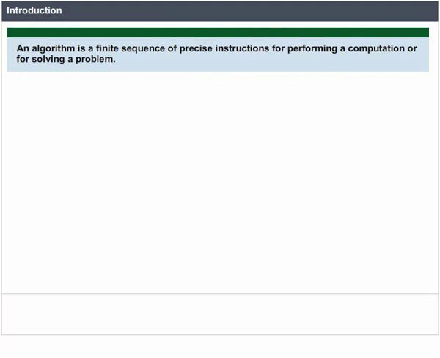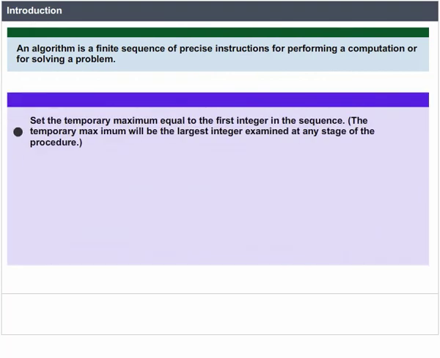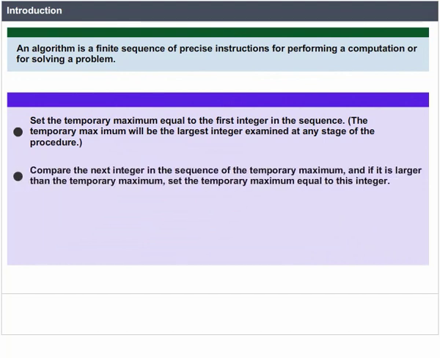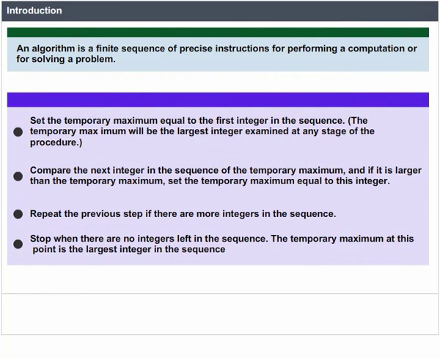Set the temporary maximum equal to the first integer in the sequence. The temporary maximum will be the largest integer examined at any stage of the procedure. Compare the next integer in the sequence to the temporary maximum, and if it is larger than the temporary maximum, set the temporary maximum equal to this integer. Repeat the previous step if there are more integers in the sequence. Stop when there are no integers left in the sequence. The temporary maximum at this point is the largest integer in the sequence.